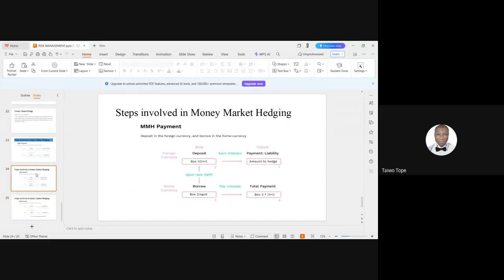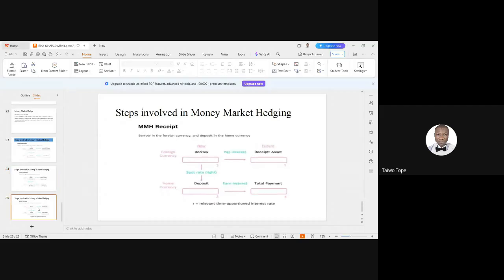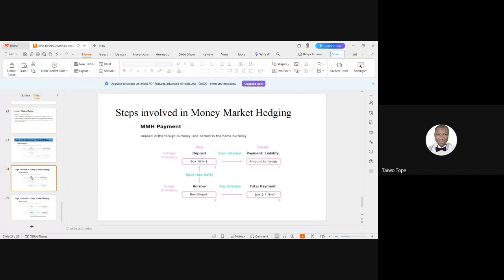Let's go to a better one. Now, this is it. This diagram is the same approach for payments and for receipts. This is for receipts. So this is when you are the one to make payments. You have a payment to make. Let's say you have a payment to make in future.